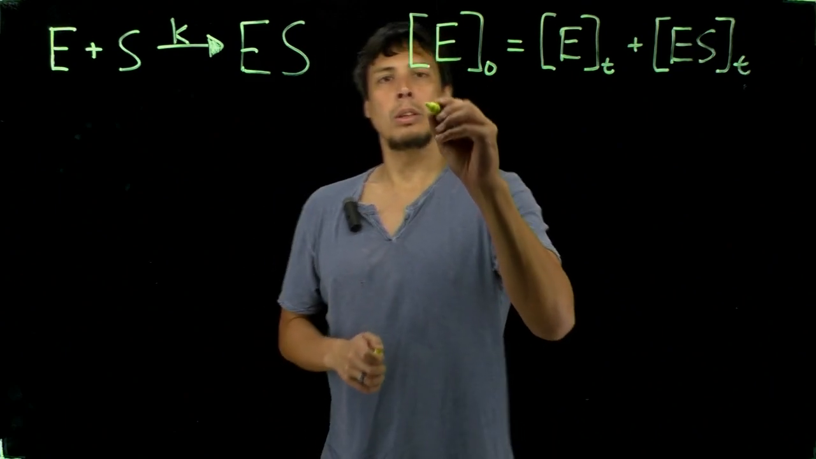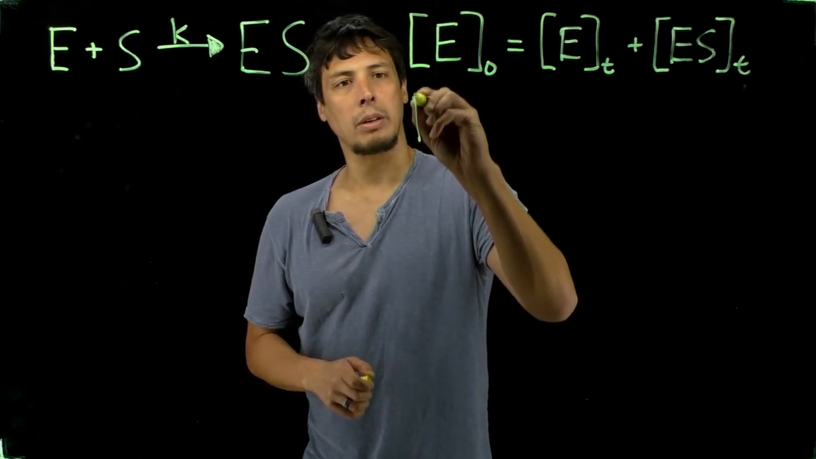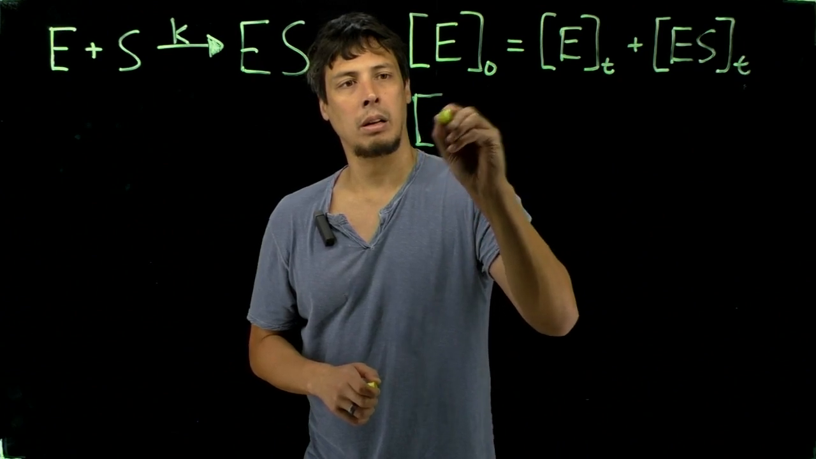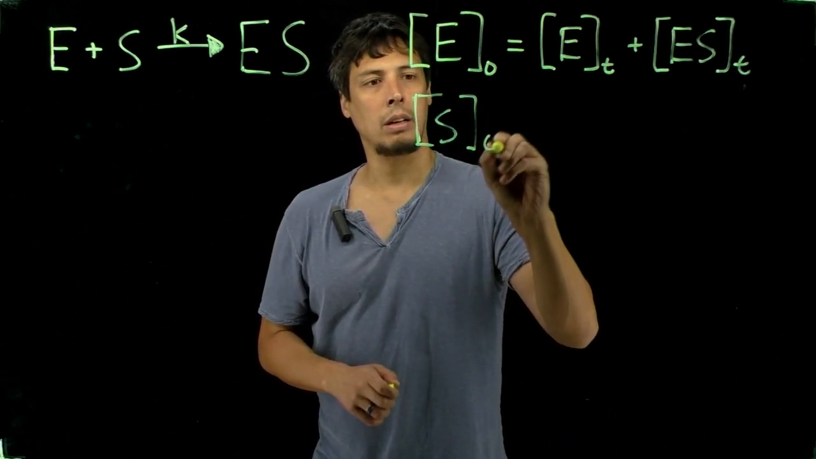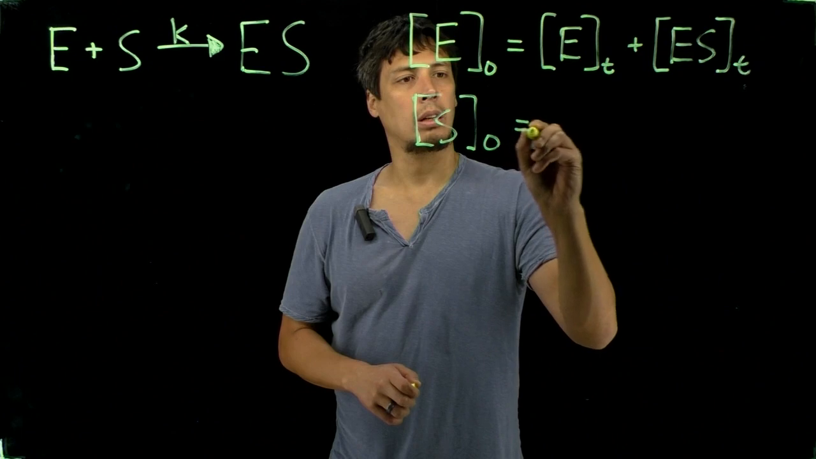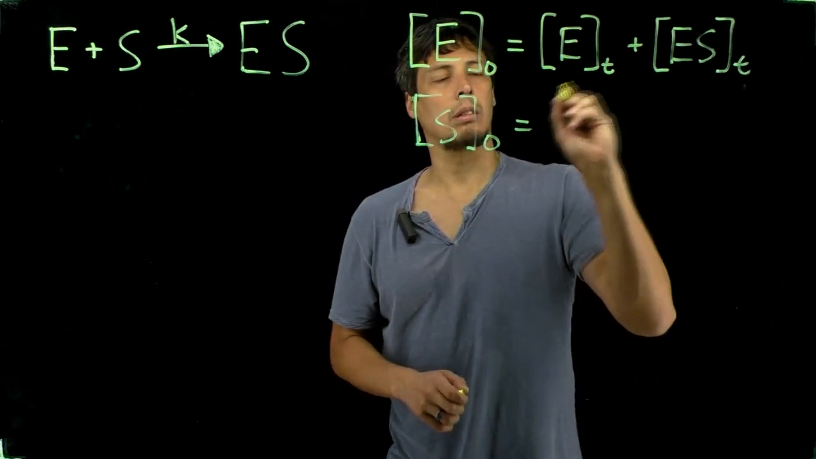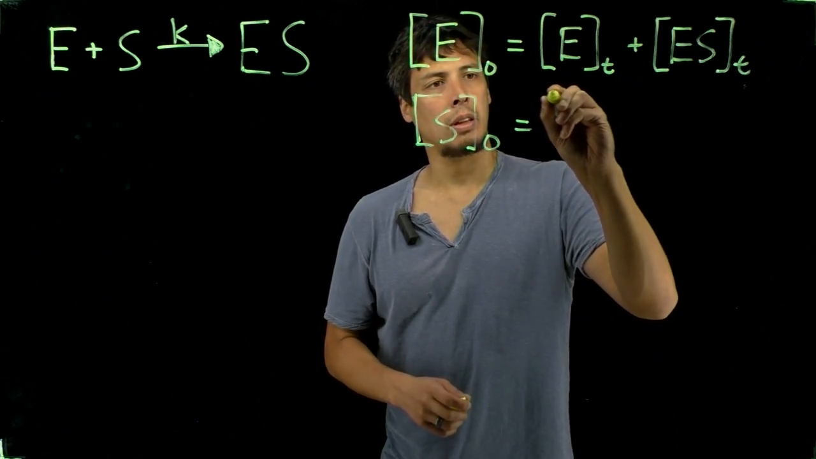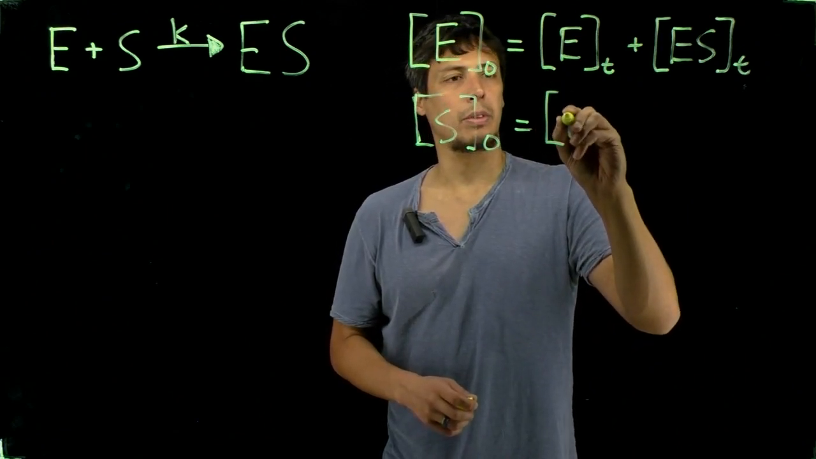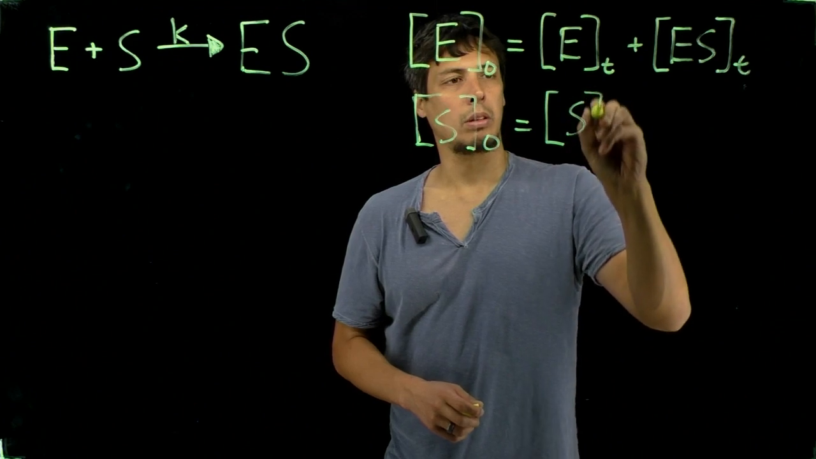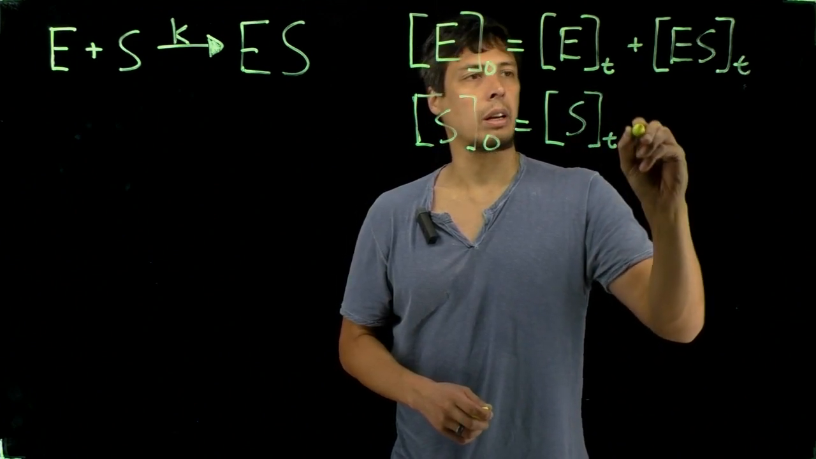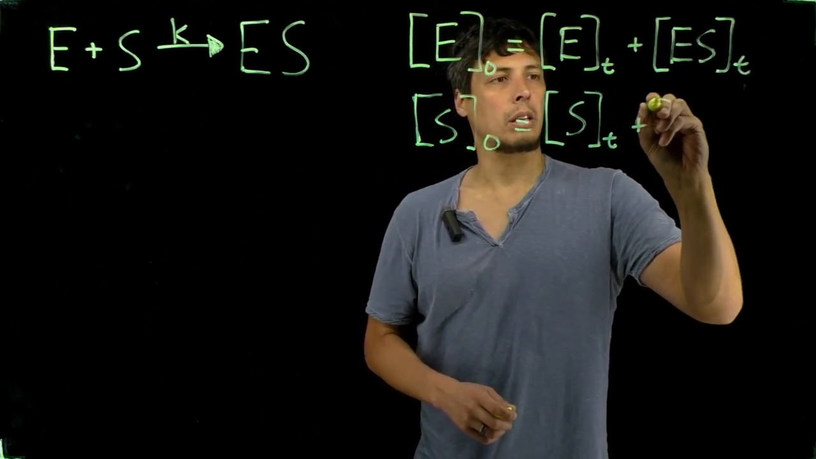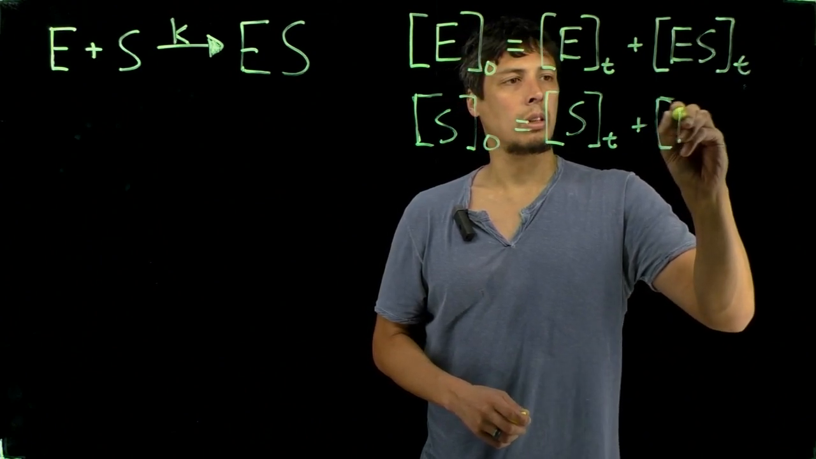Okay, so the other thing we have to take into account is substrate, and that's going to have its own basically balanced equation here, where the initial concentration of substrate is going to be equal to the amount of substrate still free at any given time plus the amount that is bound to the enzyme.